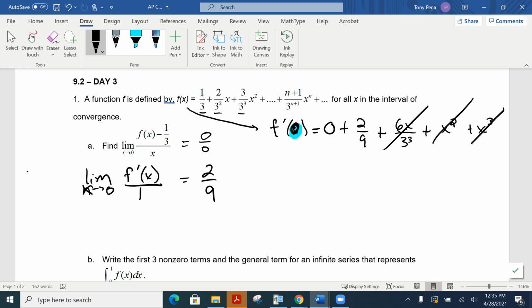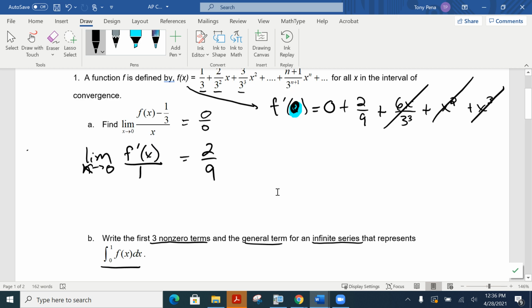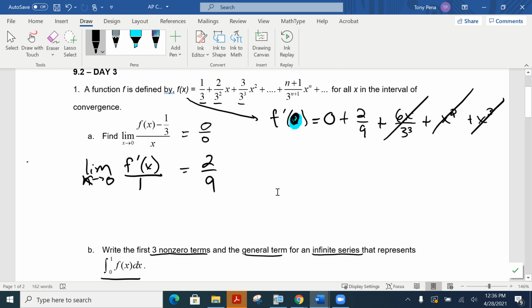All right, B. Write the first 3 non-zero terms in the general term. So the first 3 non-zero and the general term for an infinite series that represents this. So set that up. So hopefully we're getting to a point where, by our 6th free response question on these, we could understand what needs to be done there.